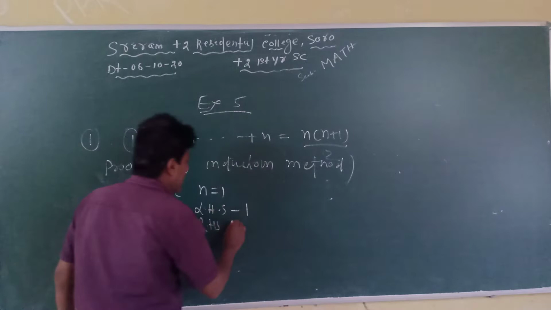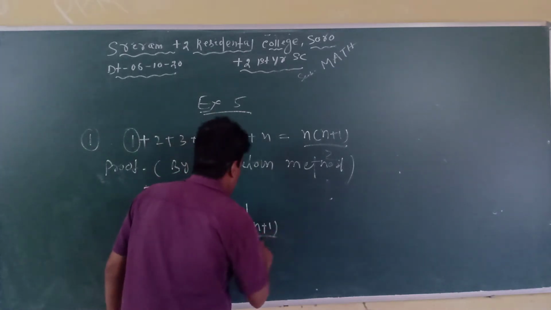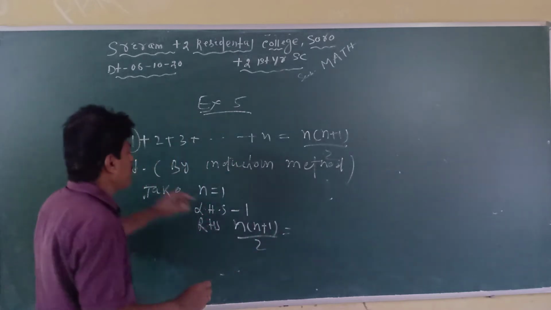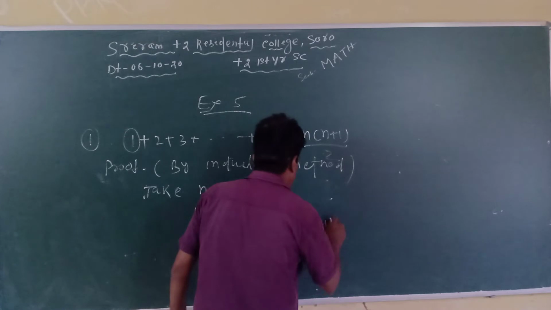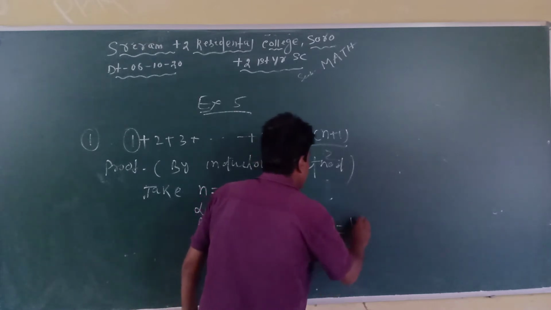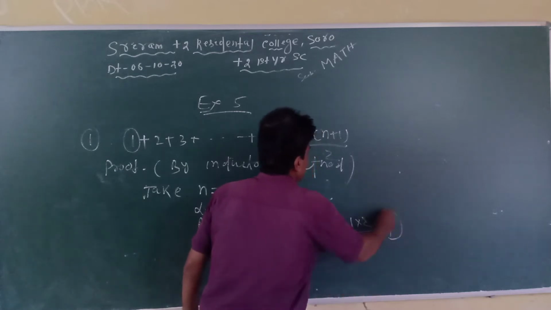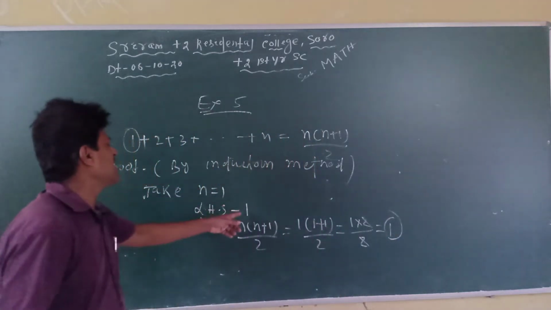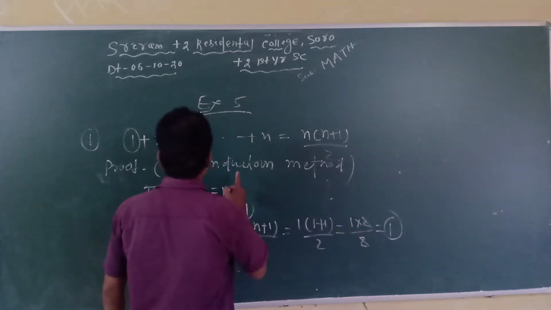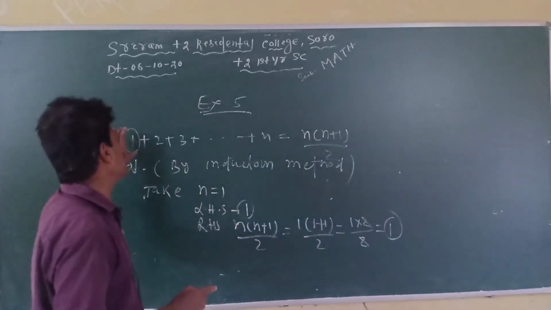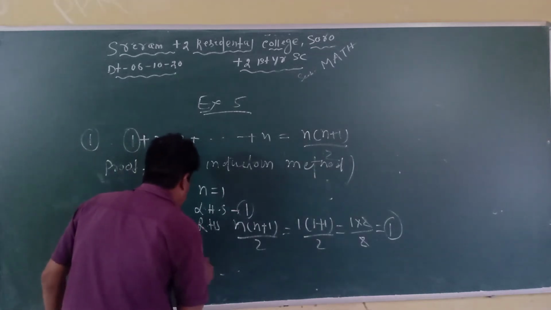RHS is n into n plus 1 by 2. Put n is equal to 1: 1 into 1 plus 1 by 2, that is 1 into 2 divided by 2. The 2 cancels, it is 1. So LHS is equal to RHS. LHS is 1 and RHS is 1. So P1 is true, because we put n is equal to 1, the first term.